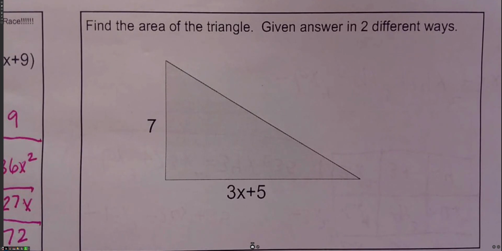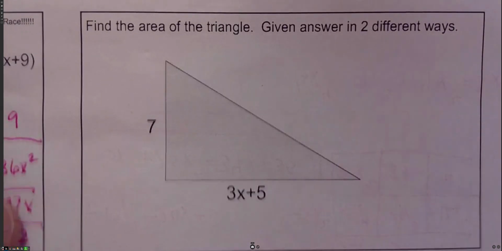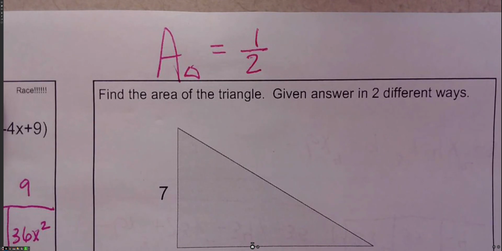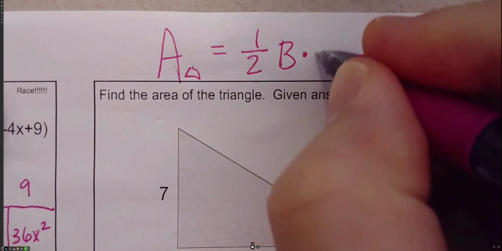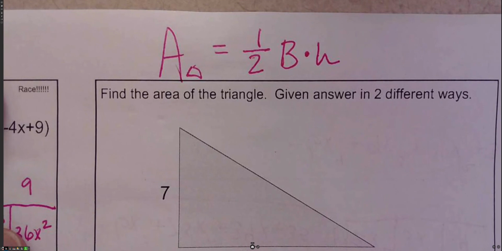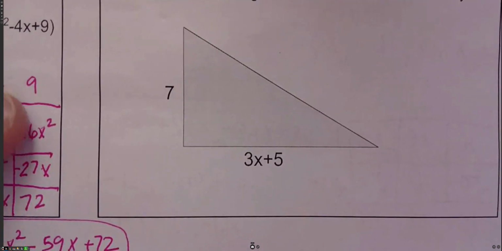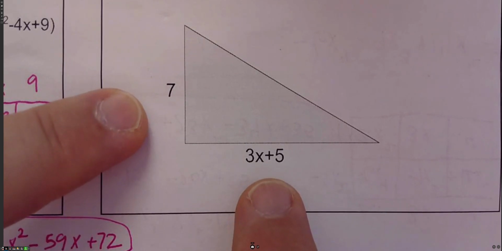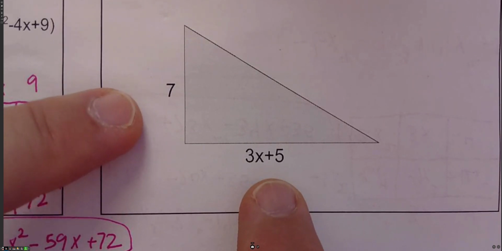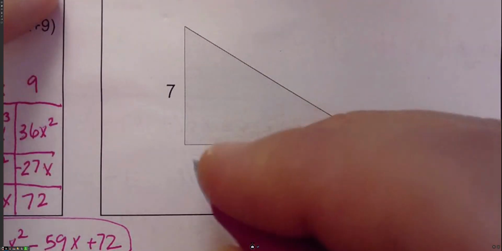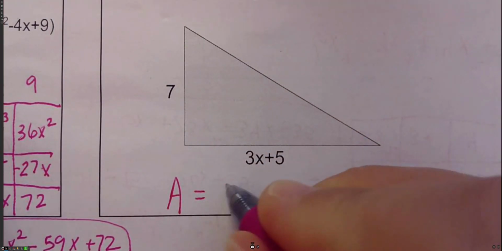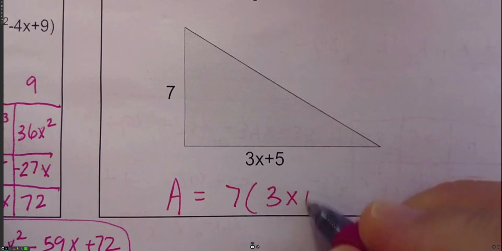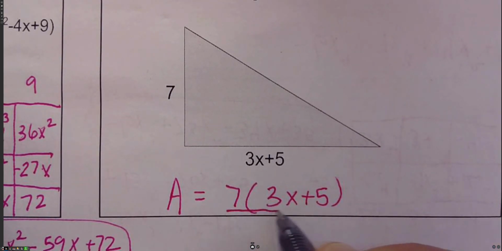Okay. All right. Find the area of the triangle. Give answer in two different ways. What is the formula for the area of a triangle? Oh yeah, I know. It's 1/2 base times height. I think we usually make the B capital, but okay. So basically, we need to multiply this by this and then cut it in half. If I were to write this out, I would just say that the area equals 7 times (3x plus 5) all over 2.